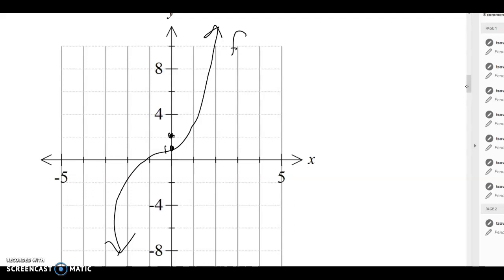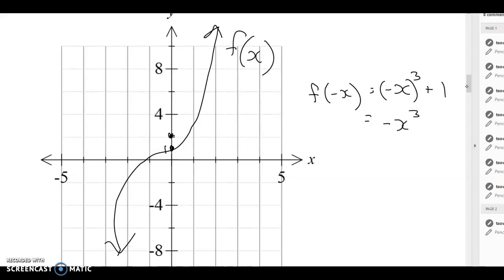That would be f of x. Now, f of minus x would be this function, which again is going through 1, except it's sort of been flipped to be the negative version. So this function is going to look like this.